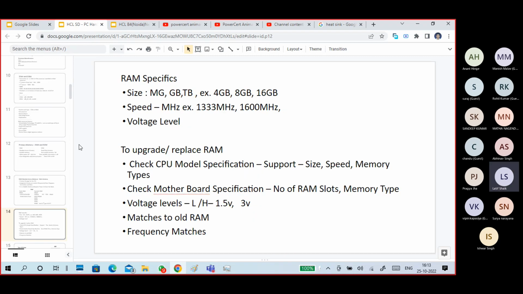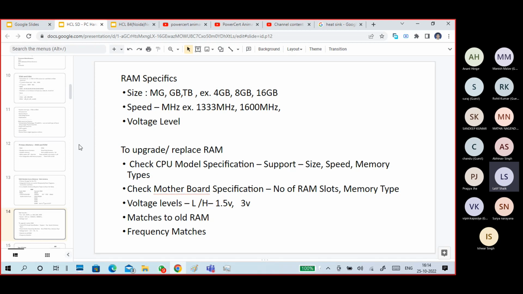RAM sizes are different, guys, in MBs, GBs, TBs. Like 8 GB RAM, 16 GB RAM, 32 GB RAM, 4 GB RAM, 2 GB RAM. Generally, we are using these in a computer. And each RAM has a certain megahertz frequency. The clock speed is also compulsory.